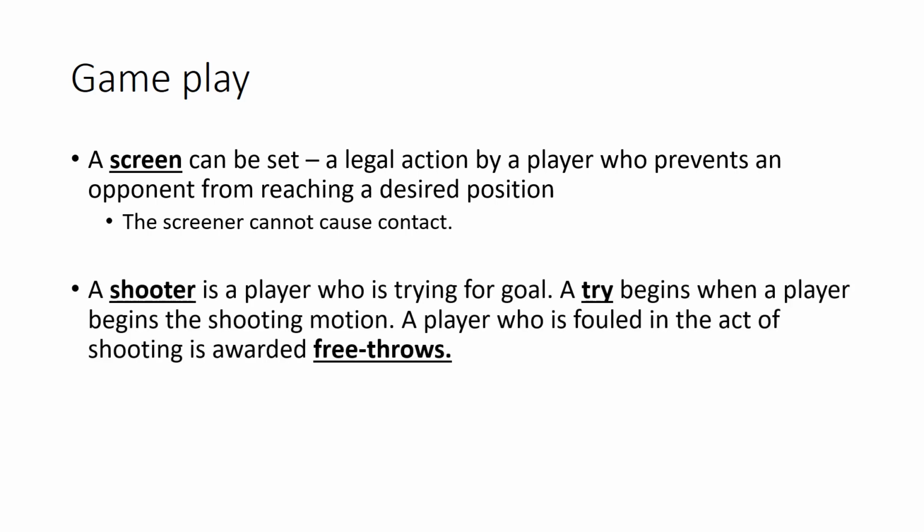A shooter is a player who is trying for goal. A try begins when a player begins the shooting motion. A player who is fouled in the act of shooting is awarded free throws, where they will be behind the free throw line and other players will line up around the free throw lane.